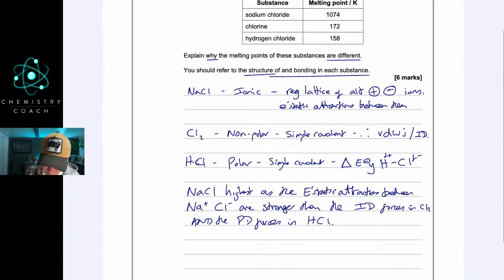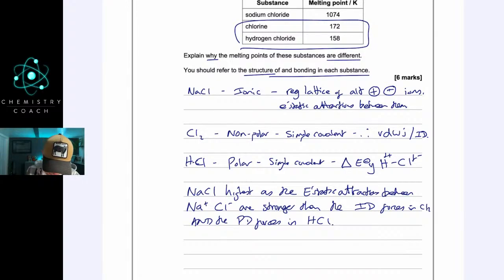Sodium chloride is the highest. Why? Because those attractions must be stronger than the other two. It's all relative, okay? And they've given you the data, so you just say it. Now, what do we notice here, guys? Chlorine is non-polar, okay? Hydrogen chloride is permanent dipole, okay? So this is one of those situations where you're like, hang on a minute, hydrogen chloride's polar, but wait, why has it got a lower melting point than chlorine? That doesn't make sense, because I've got in my brain that polar molecules have stronger intermolecular forces than non-polar molecules.